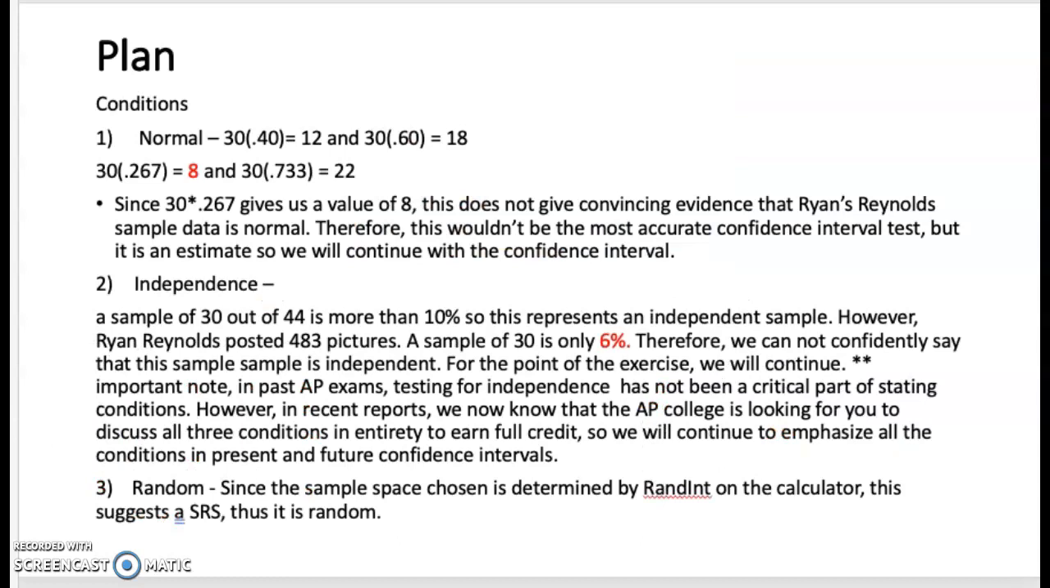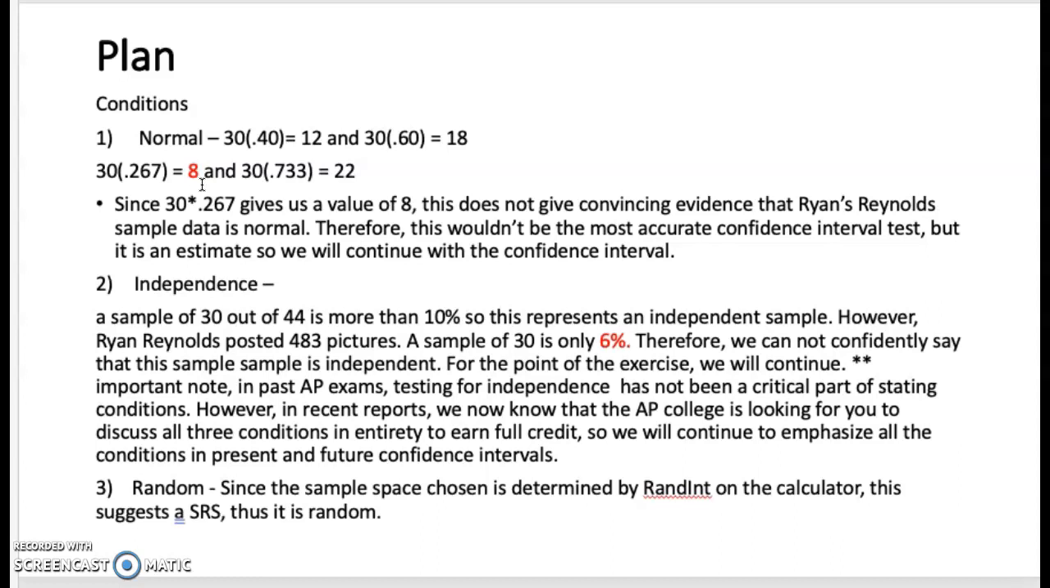The plan is to state the conditions. The three conditions are normal, independence, and random. You can see here that I've calculated n times p hat of A, n times 1 minus p hat of A, and the same for p hat of B. But notice in red I have this 8, which does not satisfy the normal condition. You'd want to make note of that for a free response problem, but for the purpose of this exercise, we're going to keep going.